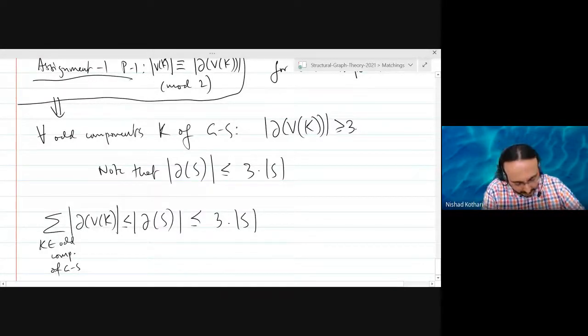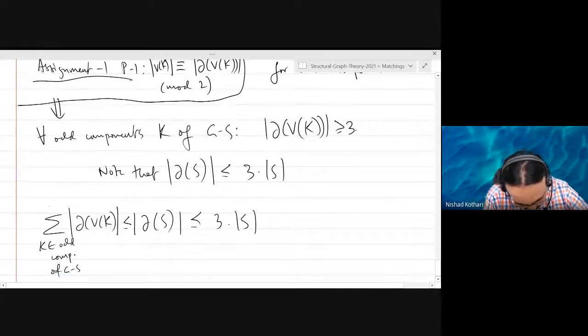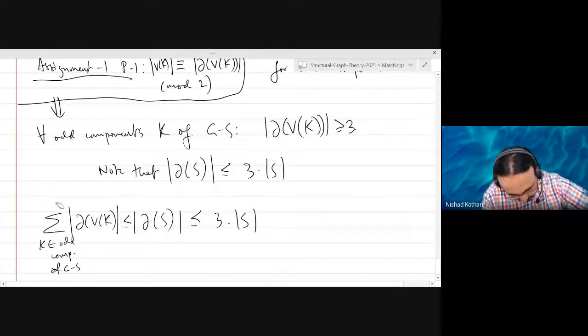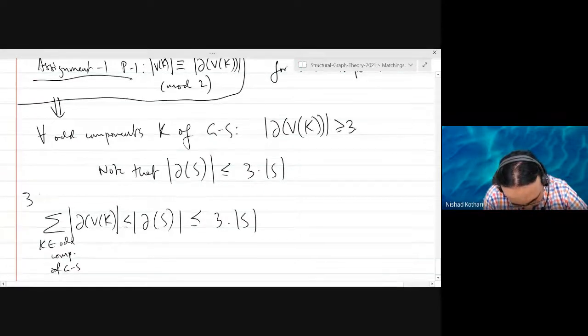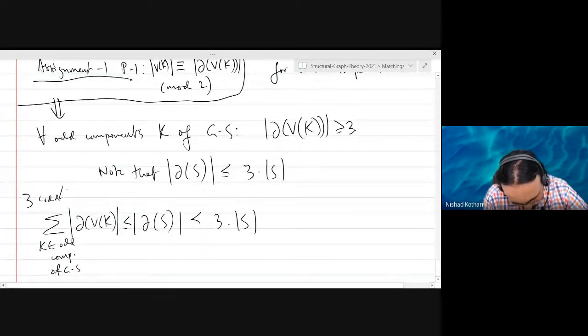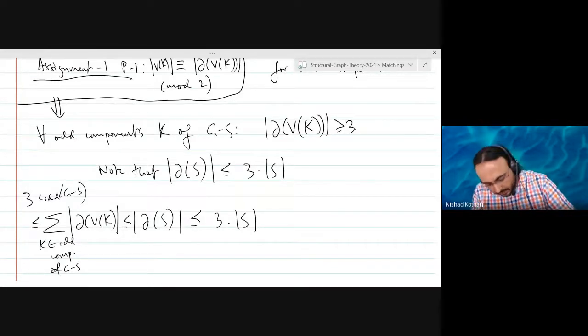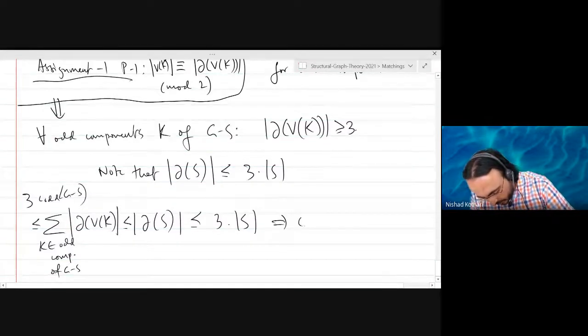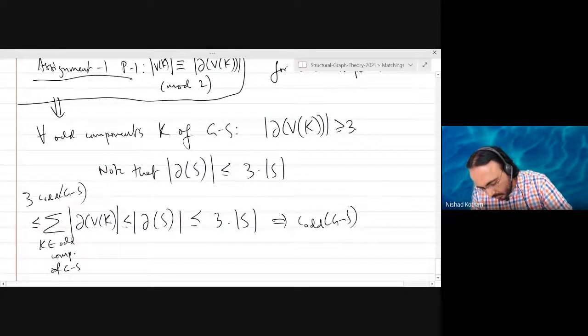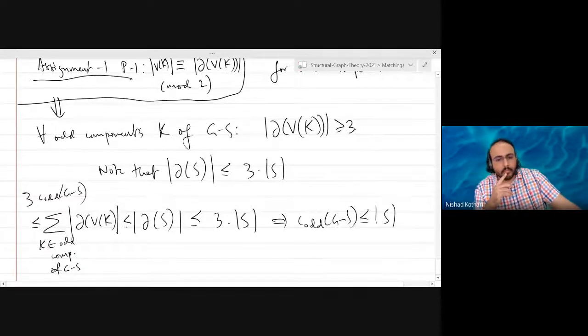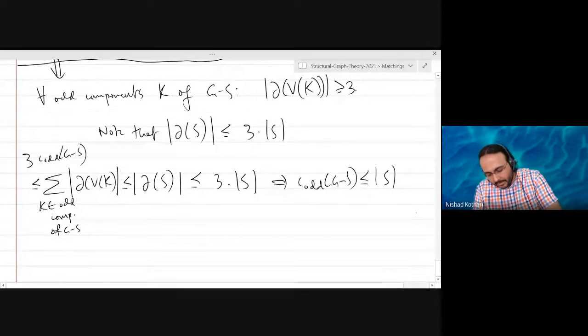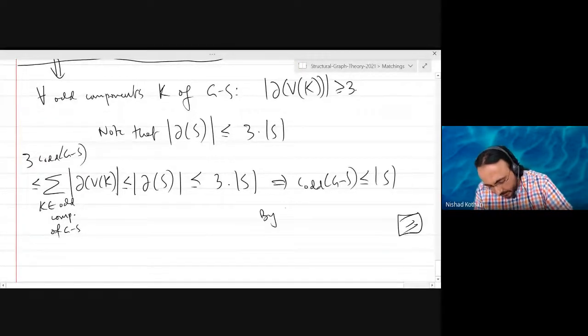Right? And each of these is at least 3. And so this implies that the number of odd components is less than or equal to the number of vertices. Okay? Because this holds for every single set, by Tutte's theorem, we are done.